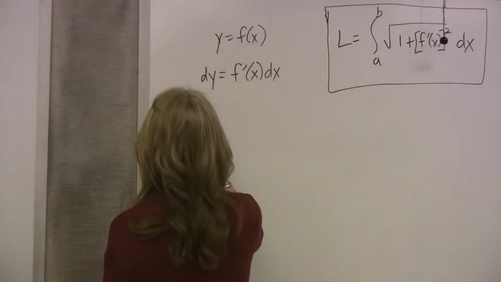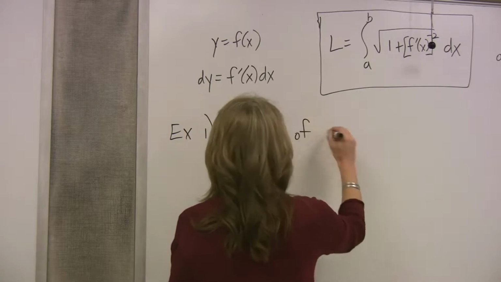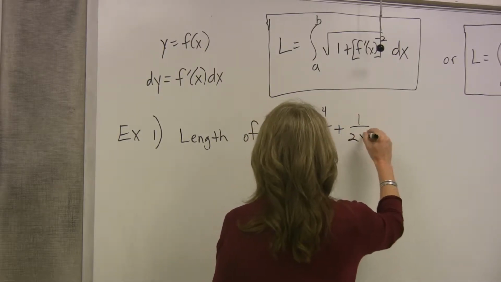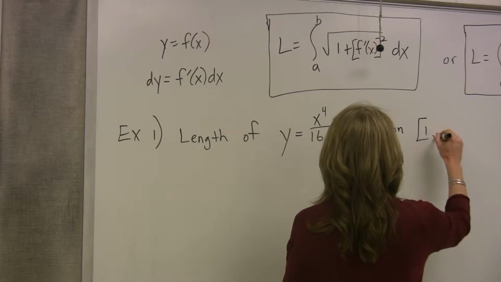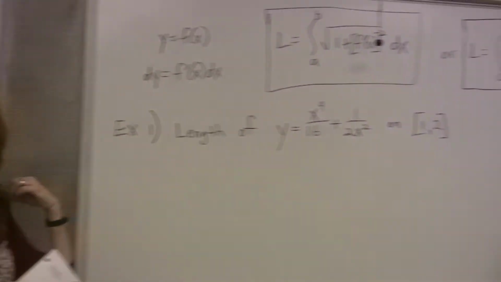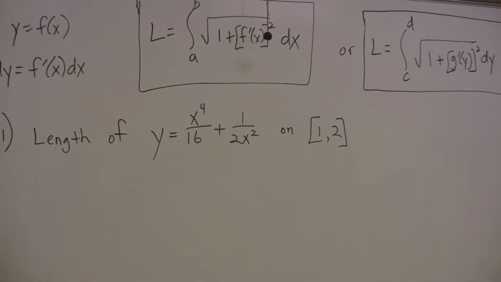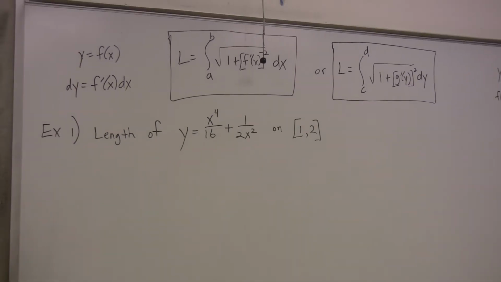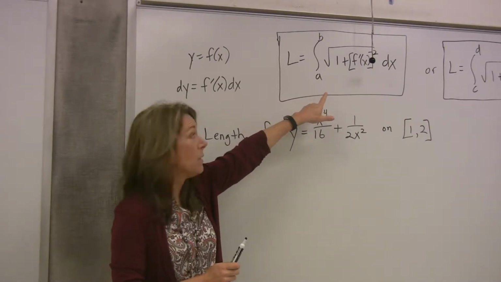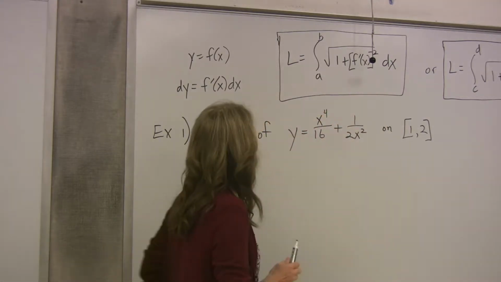It says, for example 1, find the length of this curve on the interval from 1 to 2. So there's some messy curve. It's definitely not a line or a circle, so I wouldn't have a shortcut way to find it. I want to find the length of the curve. What do you think I need? I need an integral. What goes in my integral? Yeah, the derivative needs to go in there, so I should probably find the derivative first so I can plug it in there. So let's find f prime of x.